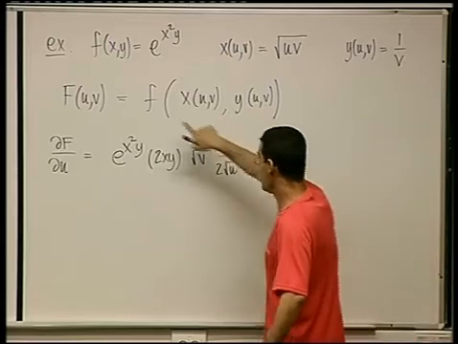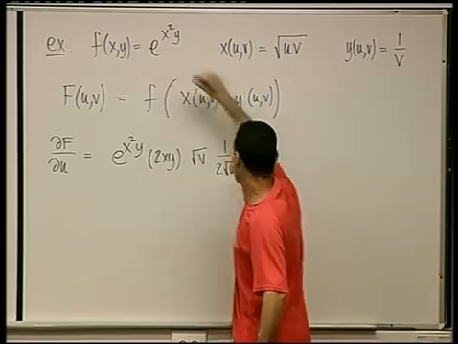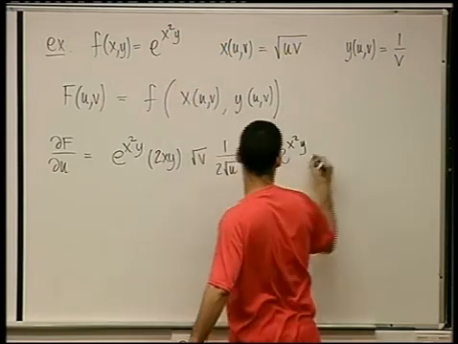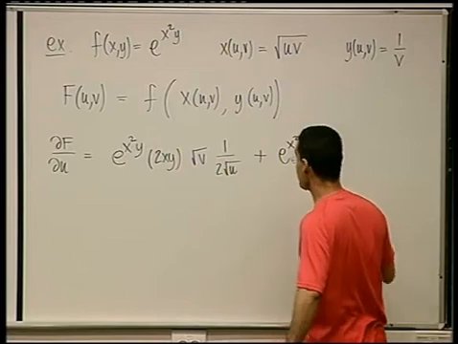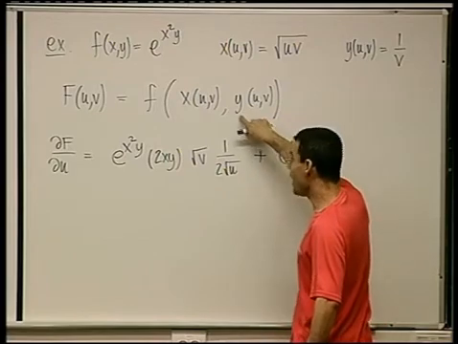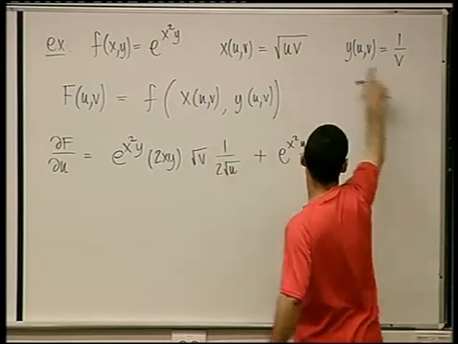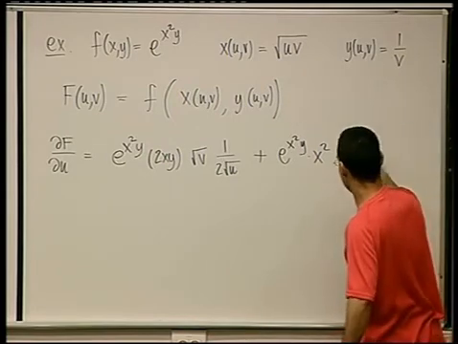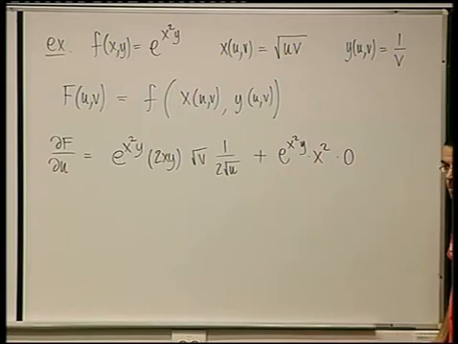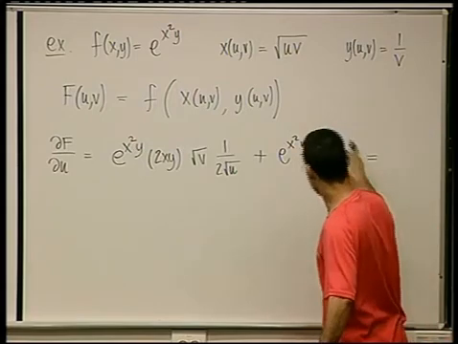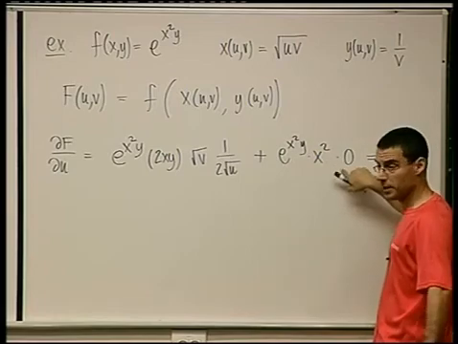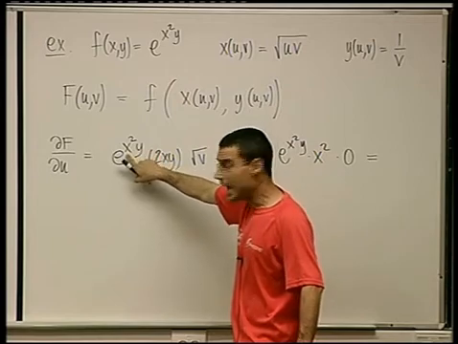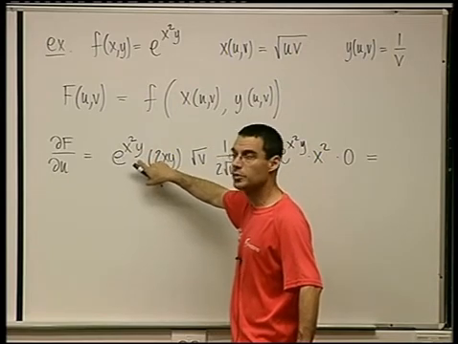Okay, plus the derivative of f with respect to y, so it's e to the power x squared y times the inner derivative here, which is x squared, times the derivative of y with respect to u. So the derivative of y with respect to u is what? 0. y is u-less. Okay? So let's continue this. This entire term is gone because of this 0. And here I have to plug in x(u,v) for x and y(u,v) for y.